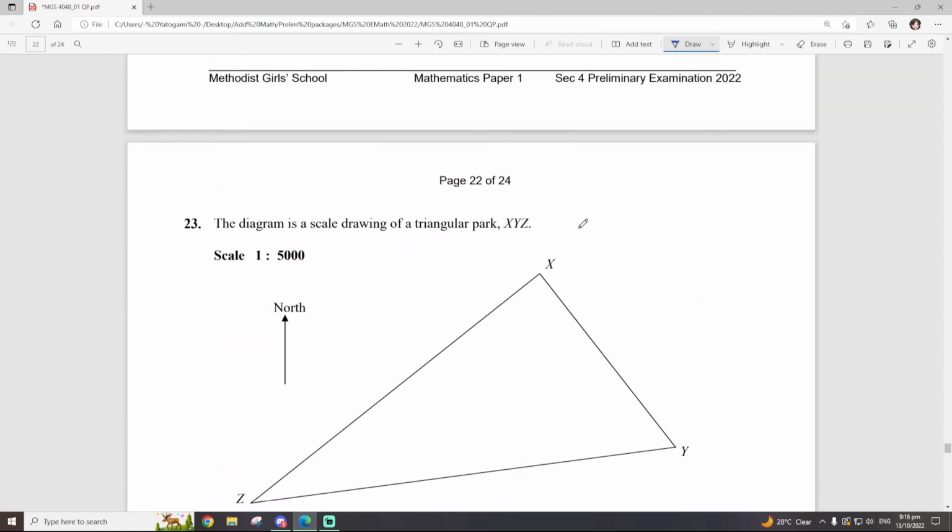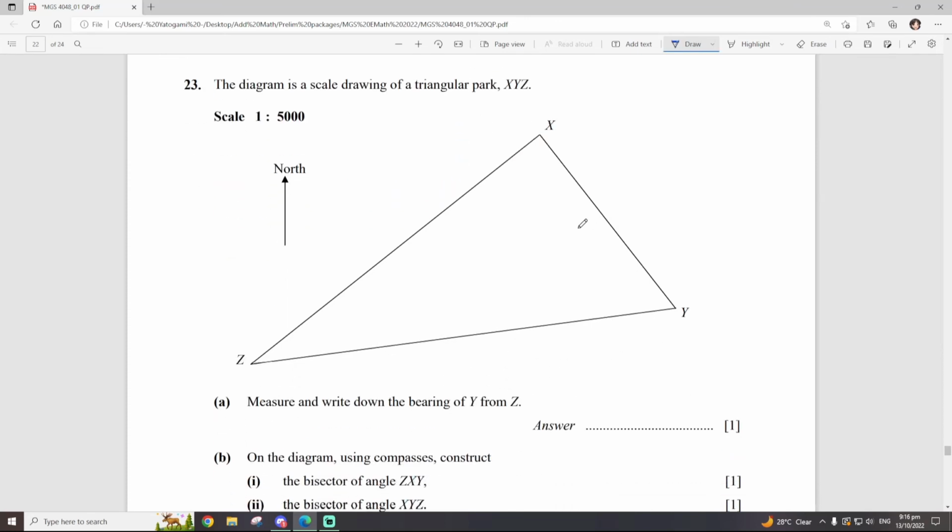Alright, this I think is the last question, but I do not have constructions obviously. The bearing of y from z. For this one you just draw the north line and then you measure. So you draw a line that's parallel to the north that they give you. I can't draw a straight line the same way I can on Microsoft Whiteboard. It's a bit annoying. But basically you take this as the north line and you measure this angle. That is the bearing of y from z.